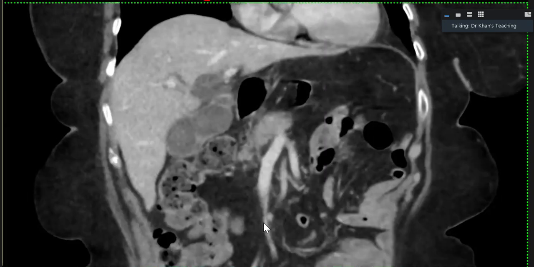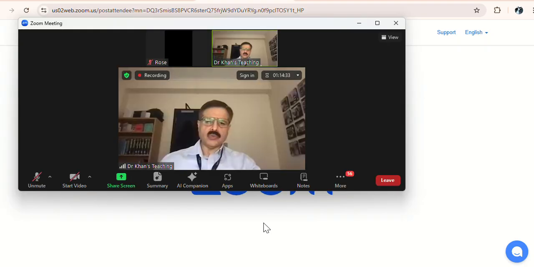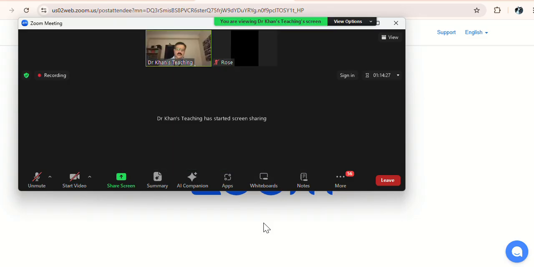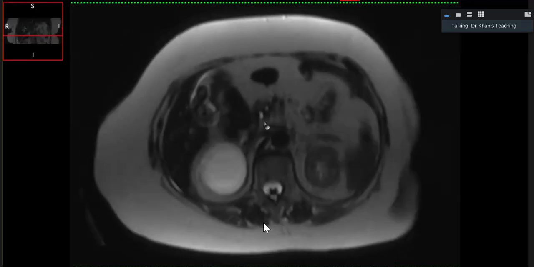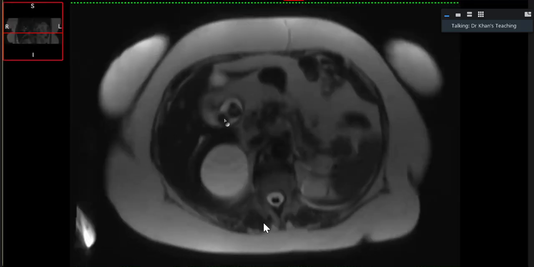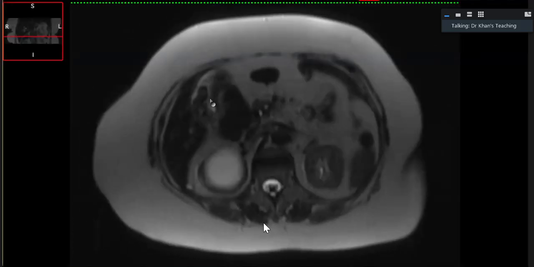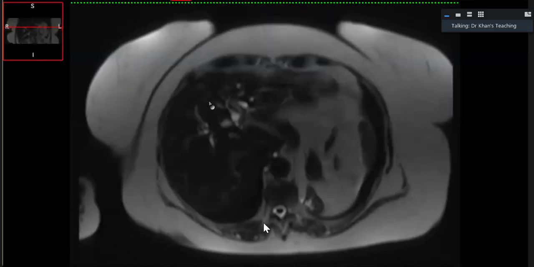So this is it. I did not want to show you, but just to show you the calculi: these are big calculi sitting there on this MRCP.